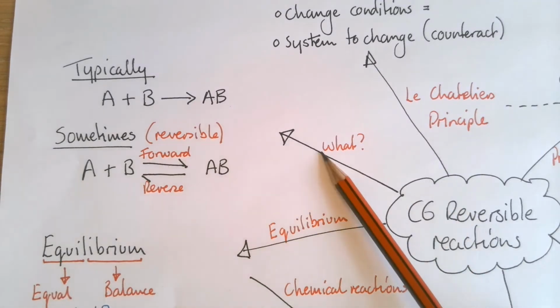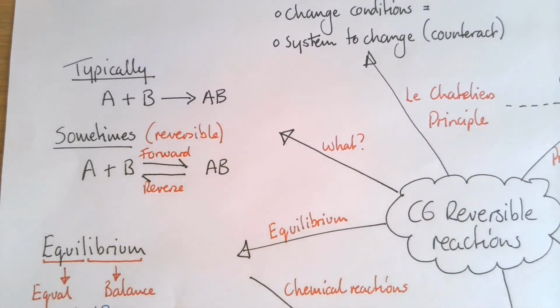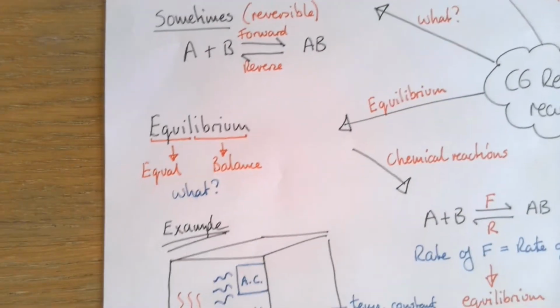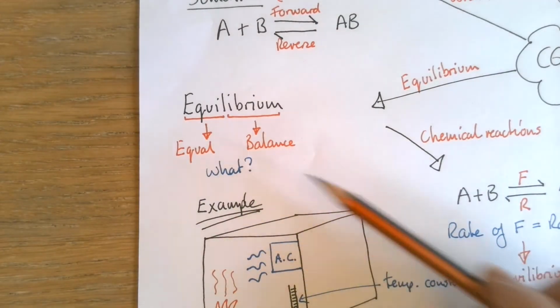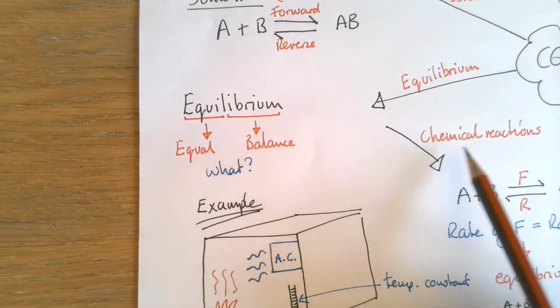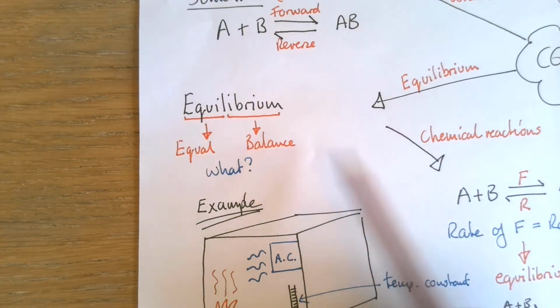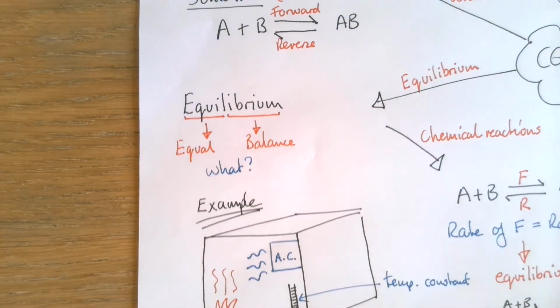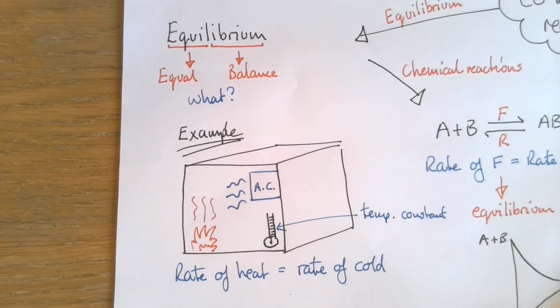So now we know what they are, we're going to have a look at this phrase called equilibrium and what that means. So equilibrium simply means equal balance. Well, a balance of what? Before I come into what a balance in a chemical reaction is, I'm going to give you a real life example of what I mean by equilibrium.